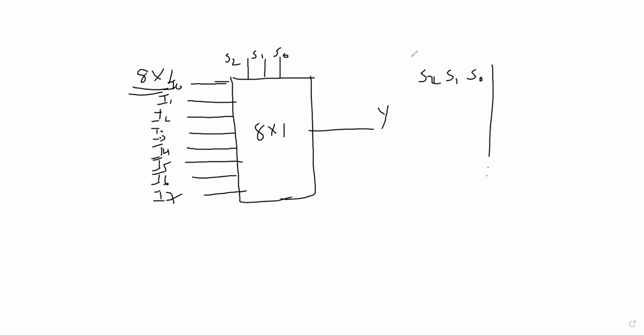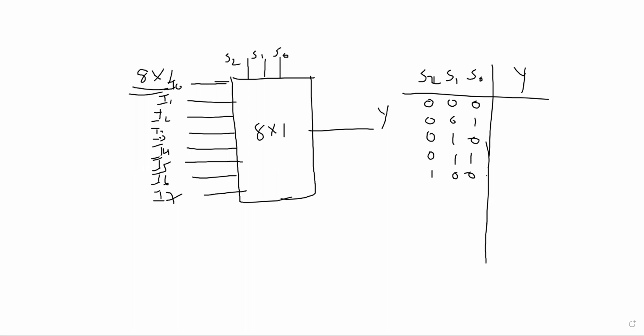Now, only one output. Since we have 3 selection lines, how many combinations can we form? 8 combinations we can form here: 0 0 0, 0 0 1, 0 1 0, 0 1 1, 1 0 0, 1 0 1, 1 1 0, 1 1 1. For the first combination I0 is selected, for the next I1, then I2, I3, I4, I5, I6 and I7.